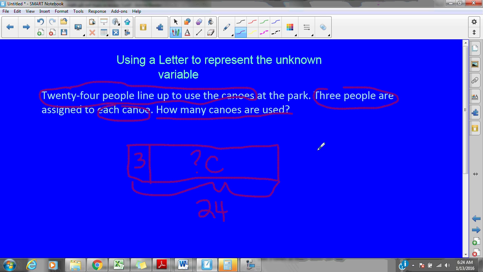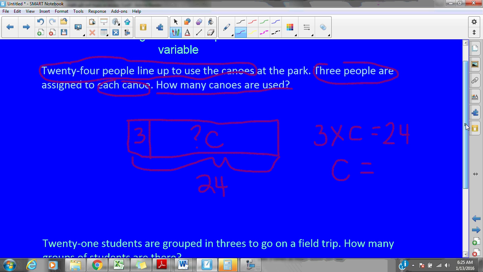So if I was going to write an equation and further strategize how to solve this problem, I know that I'm going to take 3 and I'm going to multiply it by C, whatever that unknown part is, and it's going to give me 24. 3 times C equals 24. My job is then to figure out what C is. What is the unknown part of this? What can I multiply times 3 to get 24? And I know you will figure that out. And I'm not going to tell you. I want you to write that answer down and be able to discuss it with me.